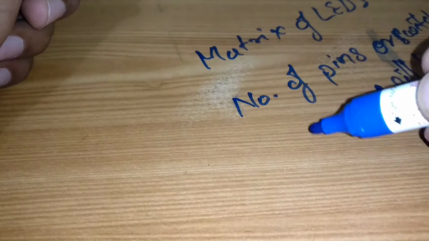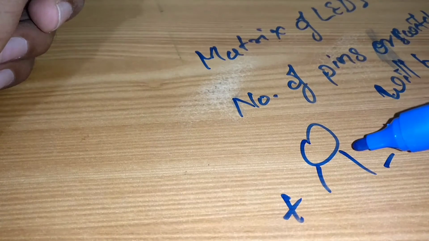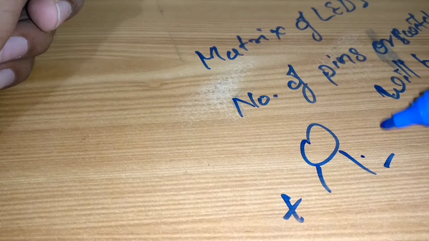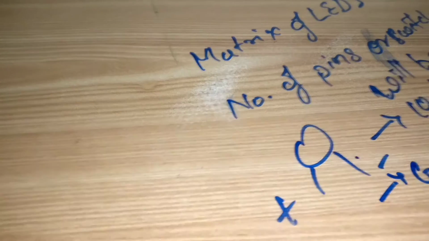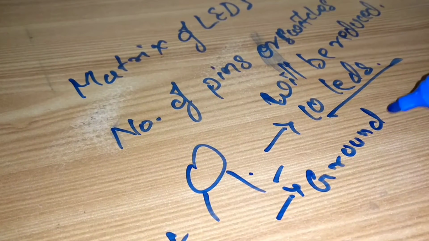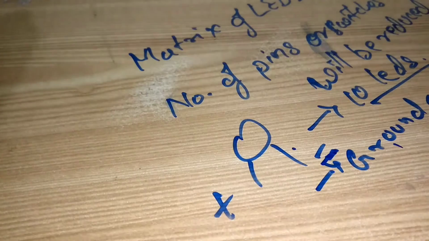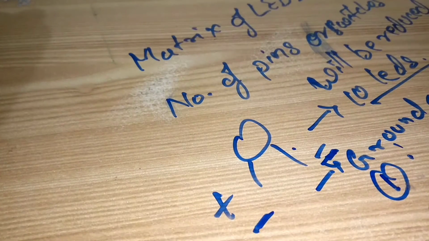Say an LED has two terminals, one positive, one negative, and we are having 10 LEDs and we are making the ground common for each LED. Ground common. So the number of ground terminals will be 1 and the rest, 10 positive terminals, right?